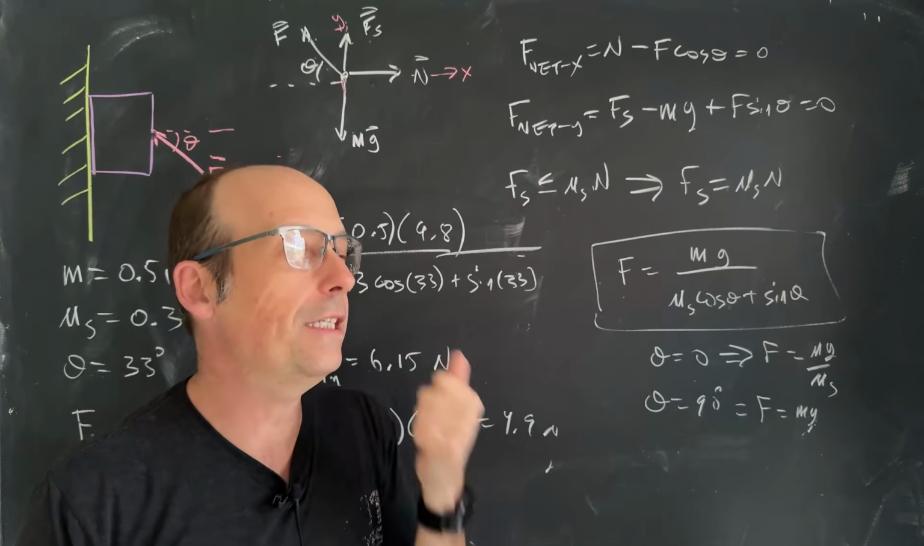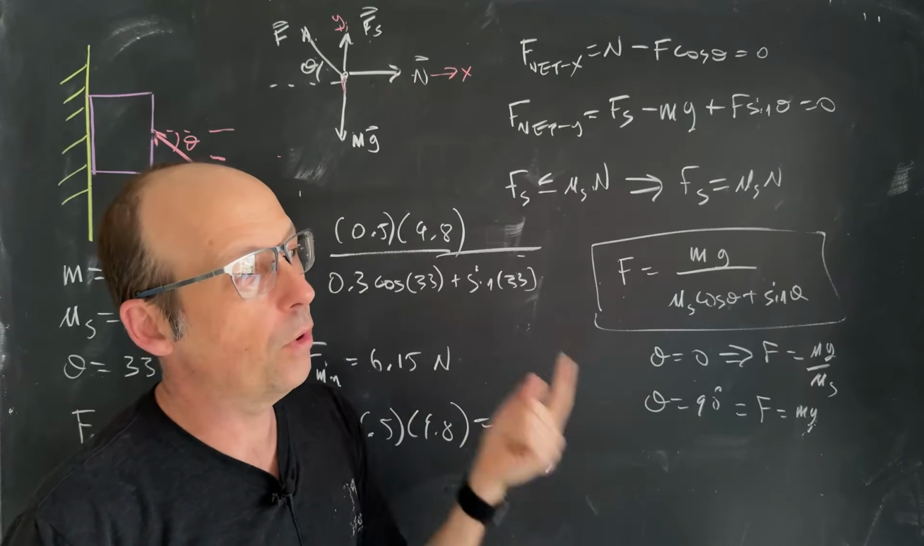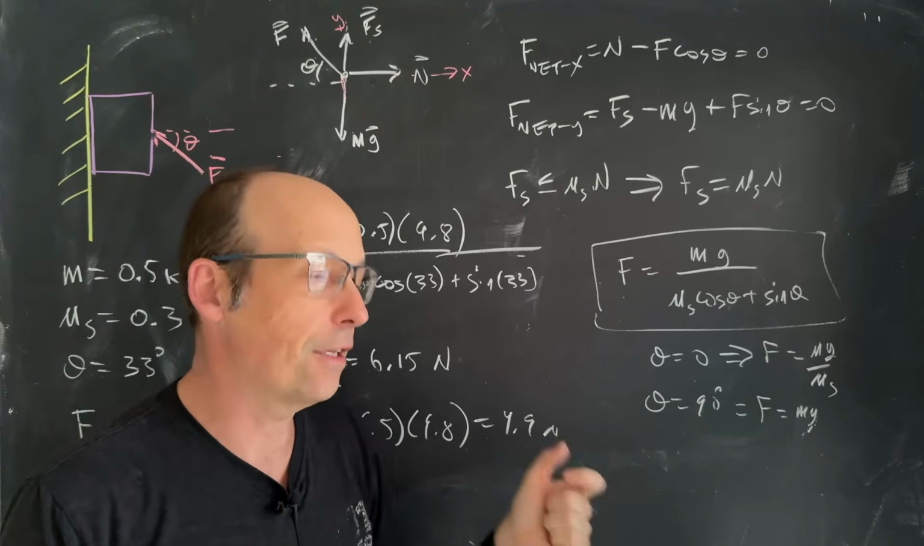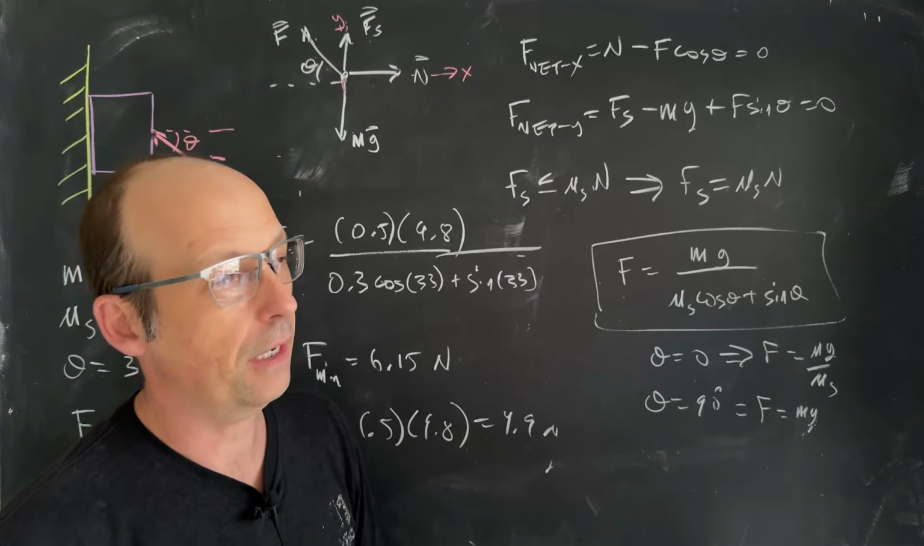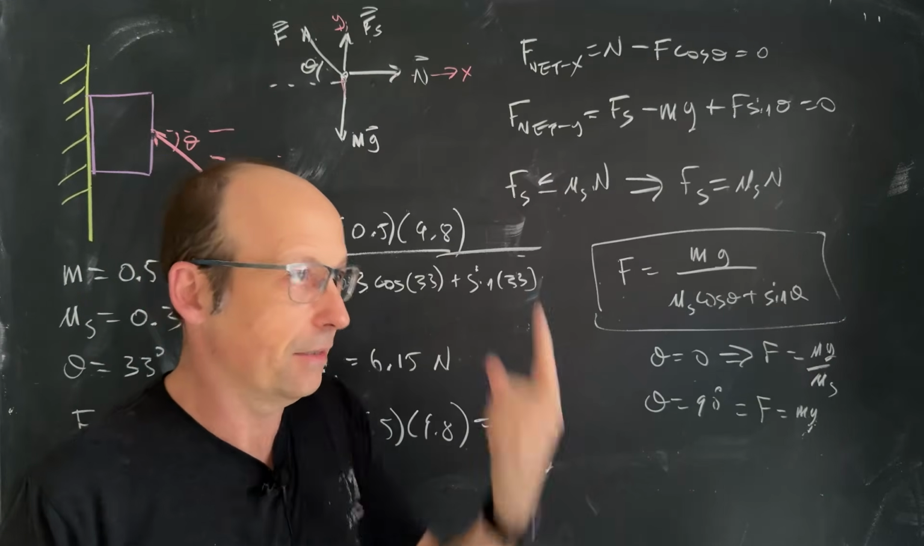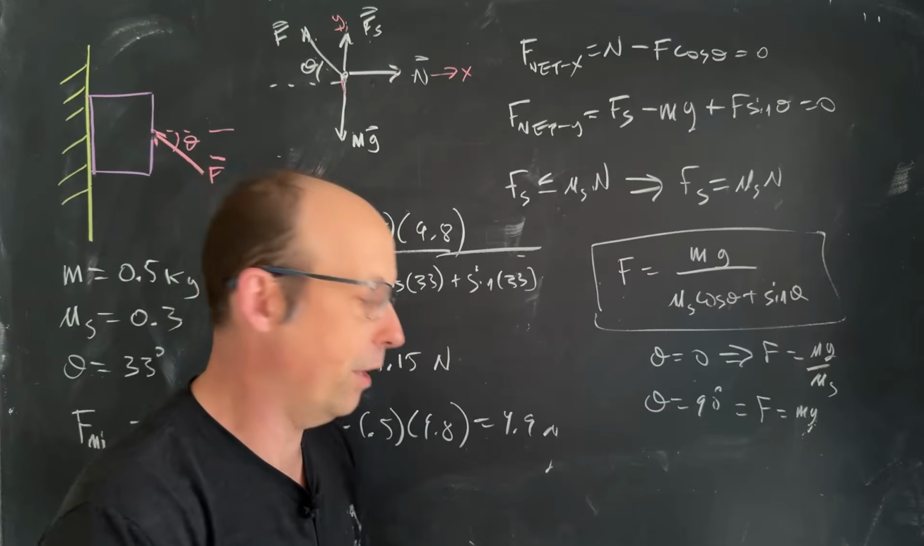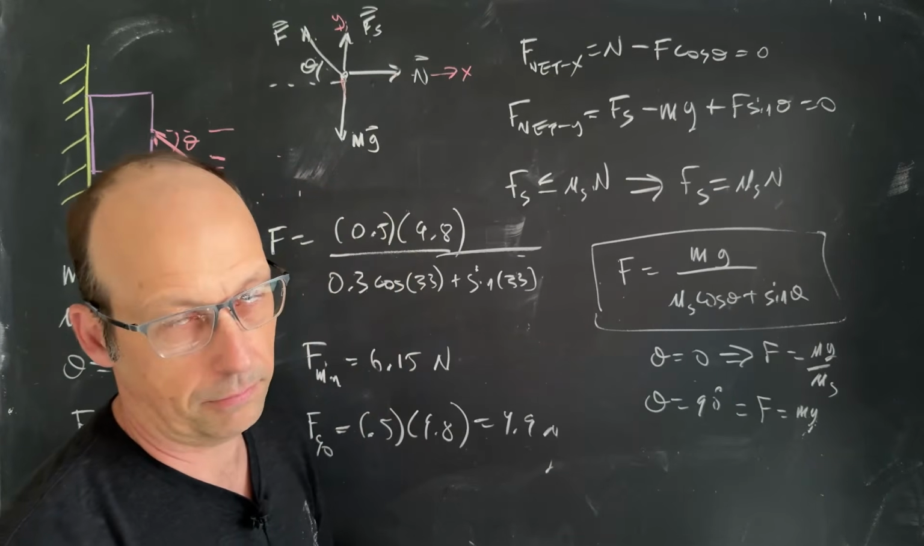You can say, what angle would be the easiest to hold it up? It's somewhere between 0 and 90, and it depends on the coefficient of friction. Sometimes this is the easiest, but it depends. So you can play around with that if you want as a little extra problem.